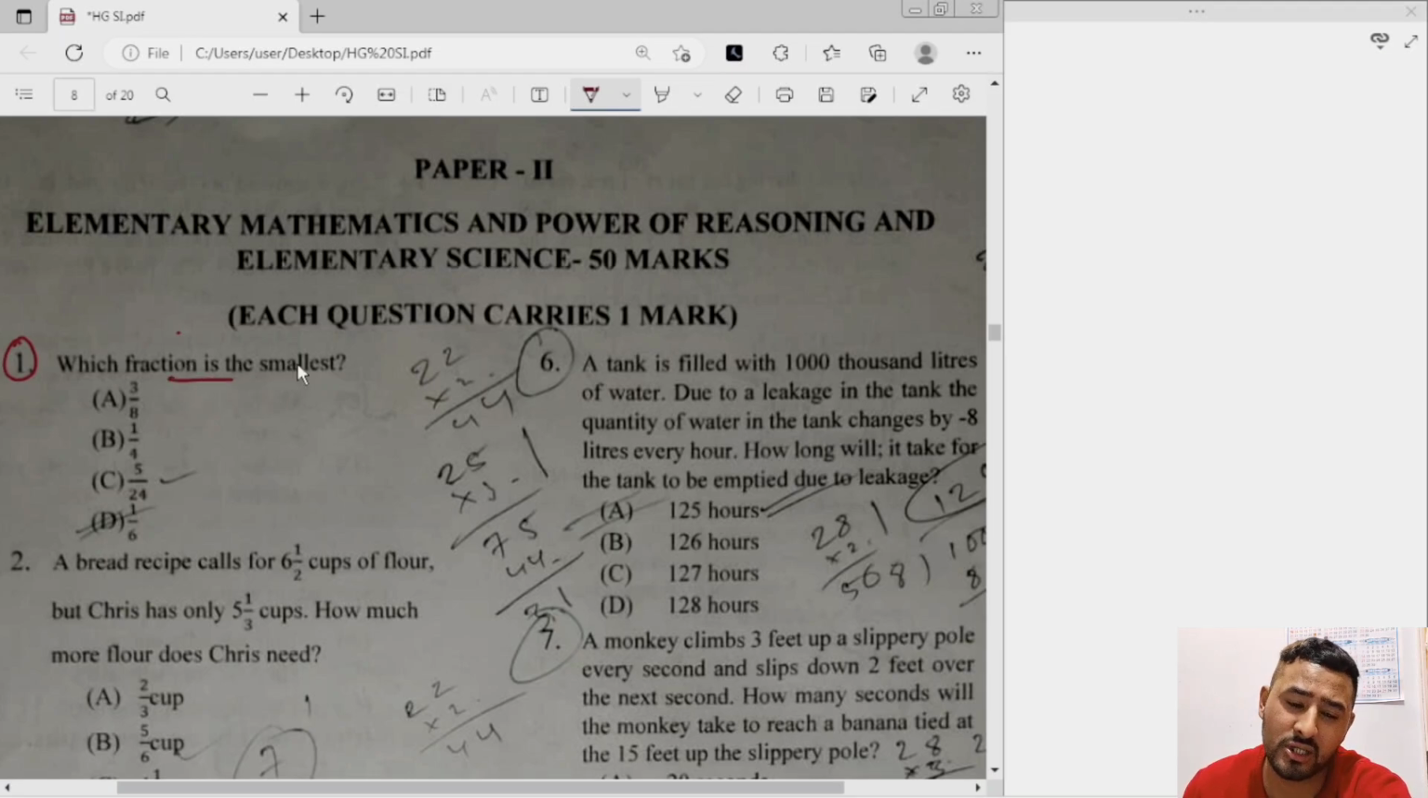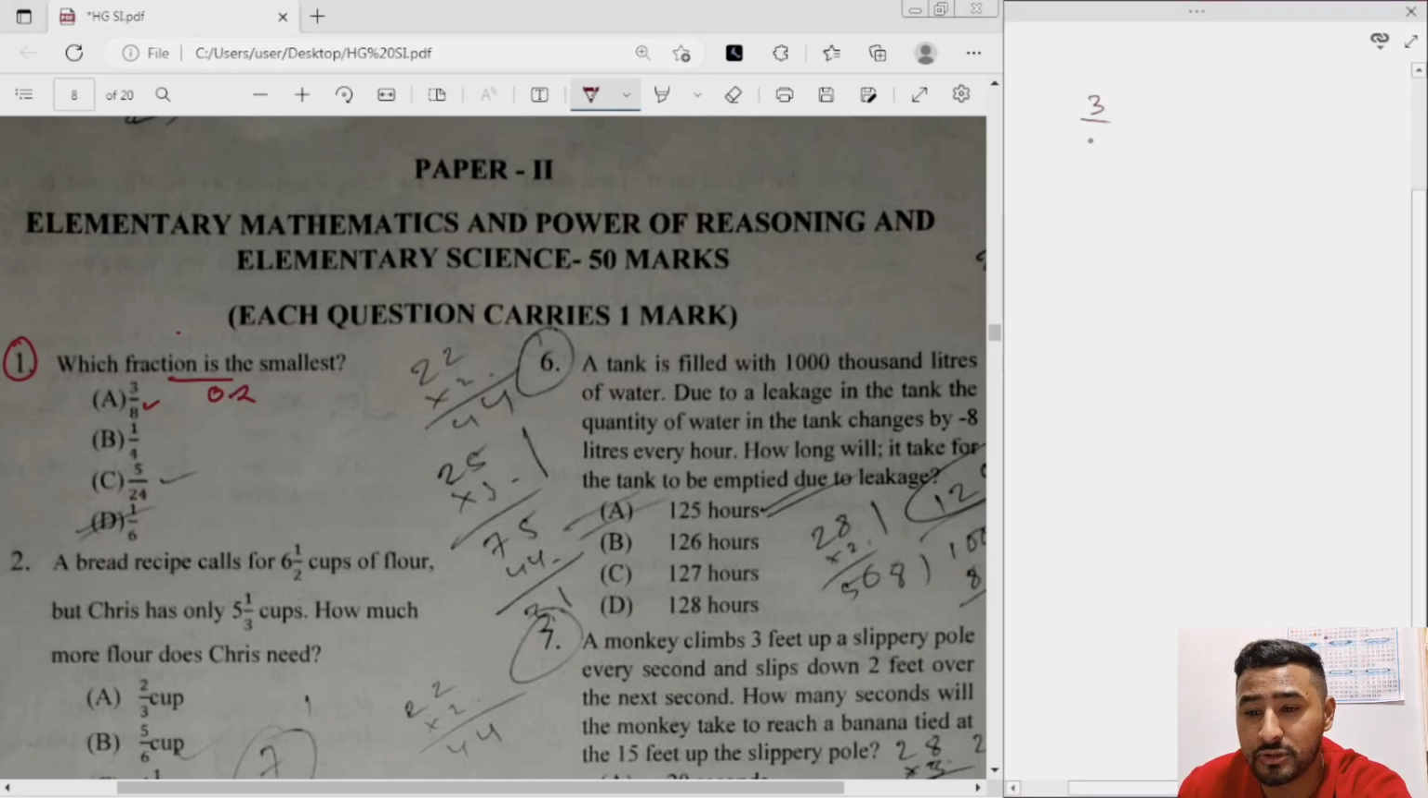Which fraction is the smallest? So to check the fraction you can divide it directly, okay? If I divide 3 by 8, you will get around 0.2 something. Let me write here. So 3 by 8 you'll get around 0.2 something. And then option B is 1 by 4. If you divide this one, you're getting around 0.25.